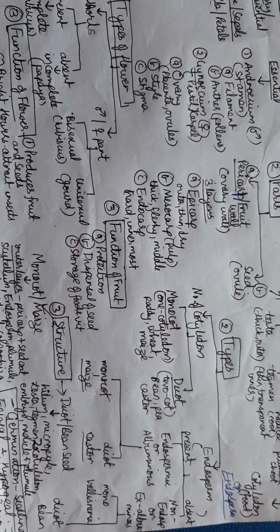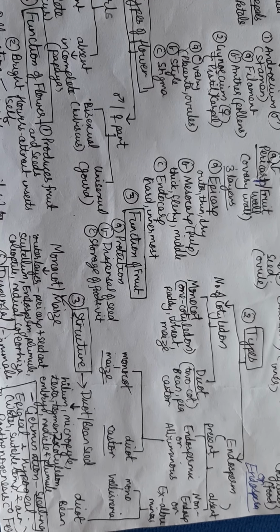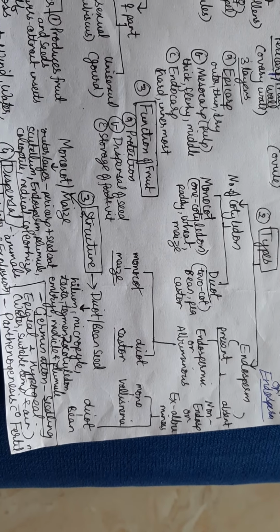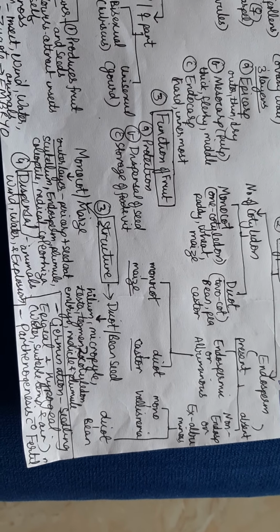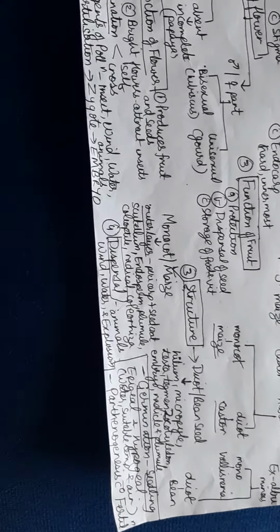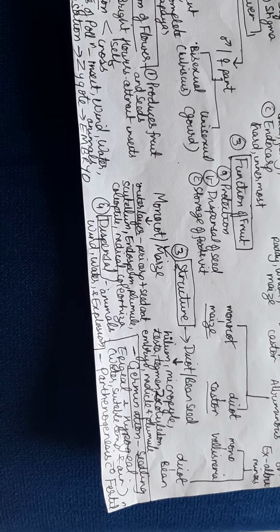Then we go to the types of seeds, that is based on the number of cotyledons as monocot and dicot, and the presence or absence of endosperm, that is endospermic or albuminous, and non-endospermic or ex-albuminous seed. We have to know the examples of monocot as well as dicot seeds.